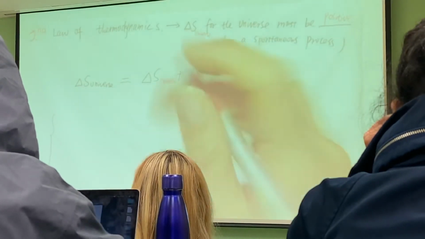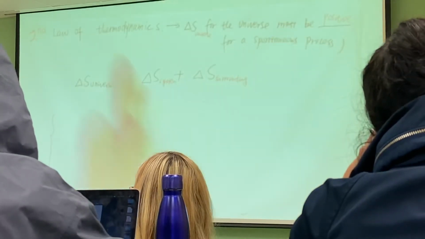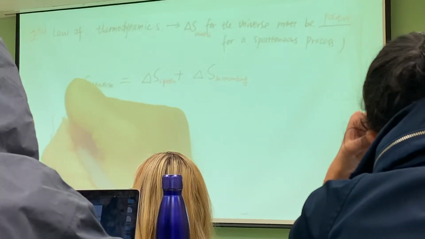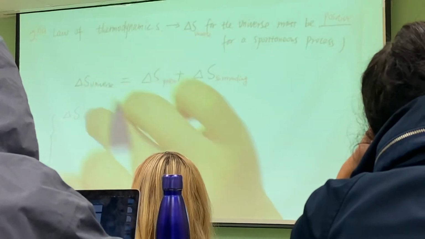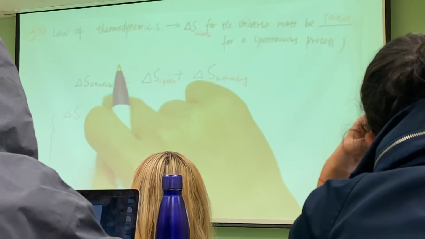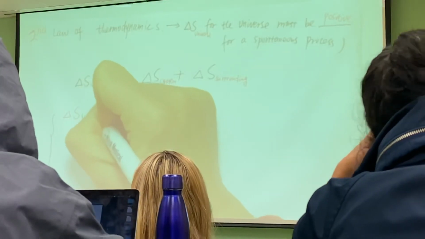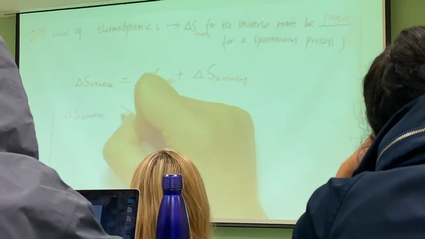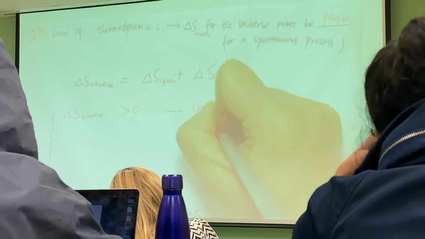And let's further continue with the second law. When we started this chapter, it's very important to pay attention to the subscript. So delta S universe, if it's a positive number, then this process is spontaneous.